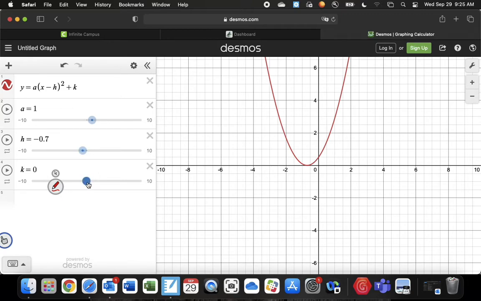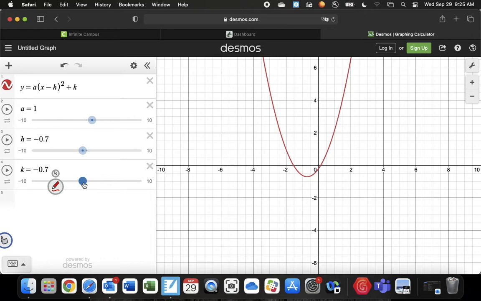Notice, k. If I go through and I change the value of k, what effect does k have on the graph? That's your vertical shift. What I want you to notice about the graph, or about the equation, notice k is not inside the parentheses. It's not grouped with the x. Anytime there is something that is not inside or grouped with x, it's got some sort of vertical effect on the graph. Okay? In this case, the k is the vertical shift.